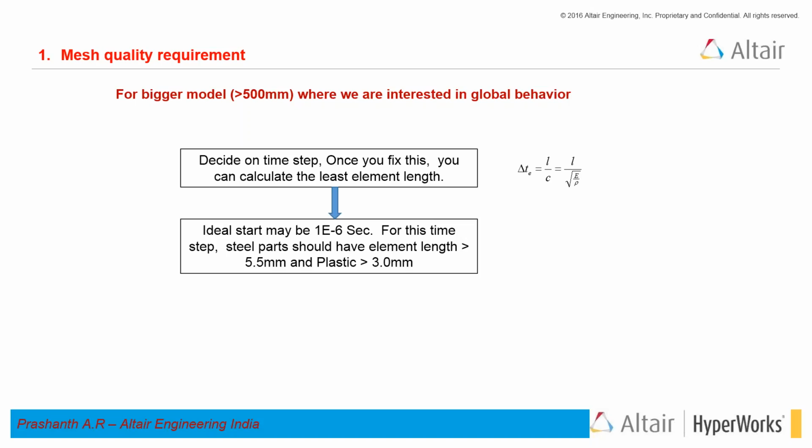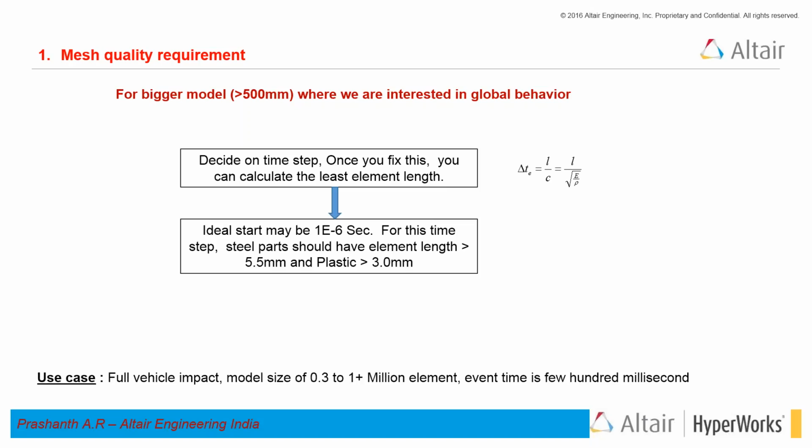As I was telling in the beginning, in explicit, you should not change the mesh densities very drastically. We want one uniform mesh in the model. So this is for the bigger models. The use cases may be, as I was telling, a full vehicle impact, where I expect the model to be from 0.3 to 1+ million elements, and you may be running it for a few hundred milliseconds, say 120, 150, 300 milliseconds, that kind of simulation.